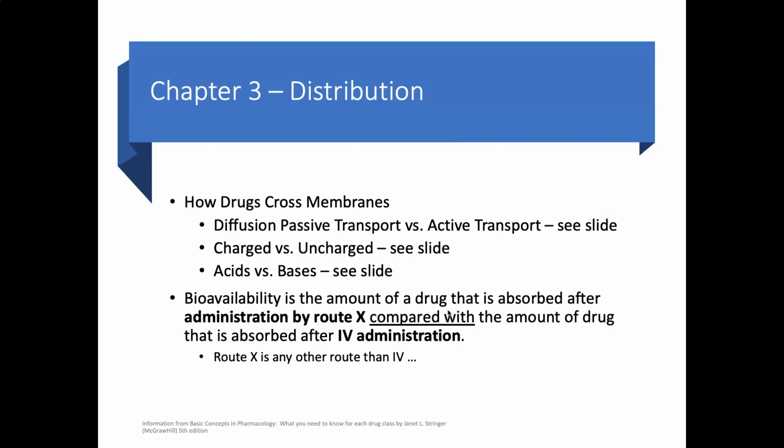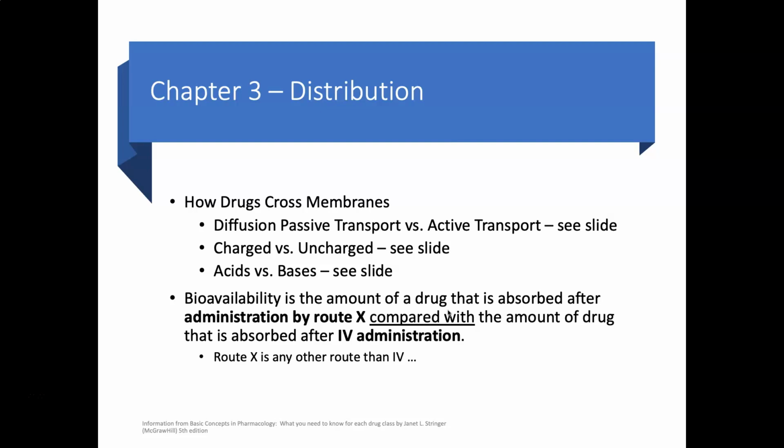There are three things that impact this drug crossing membrane process. The first one is the type of transport that needs to happen. Is this diffusion passive transport, or is this active transport? And we'll talk about the difference between those two. Is the drug molecule charged or uncharged? Is it positive or negative? How is that going to impact it trying to cross the membrane? Is it acidic or base? And how does that impact its process of crossing membranes?